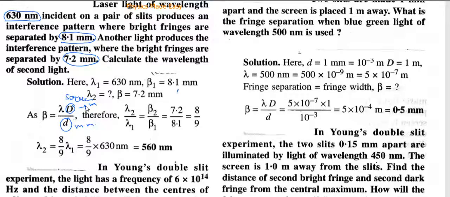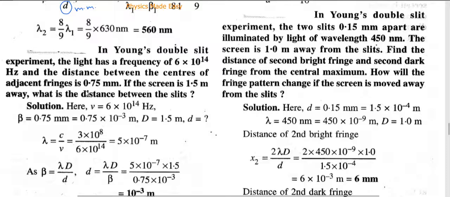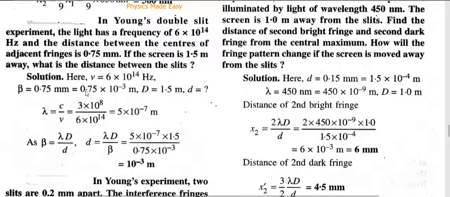We just know that beta is directly proportional to lambda. Simply it means beta 1 is directly proportional to lambda 1 and beta 2 is directly proportional to lambda 2. Divide these two, we will get the answer. Very easy concept. And the second is this. So these are just warm-up concepts.